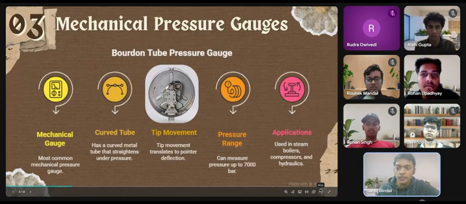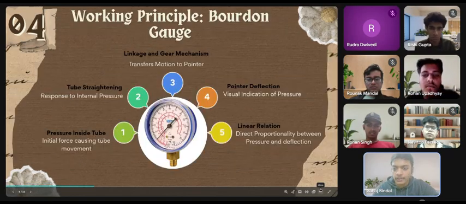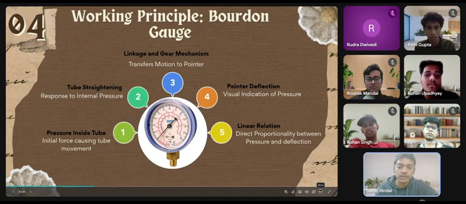Moving ahead. Bourdon tube pressure gauge, it is a mechanical gauge. It has a curved tube and it shows tip movement, which gives us the pressure reading. It can measure pressure up to 7,000 bar, and it is used in steam boilers, compressors, and hydraulics. The tube straightens upon the action of pressure by the fluid, hence transferring the motion to the pointer and showing a visual indication of pressure, which is directly proportional to the pressure exerted by the fluid.